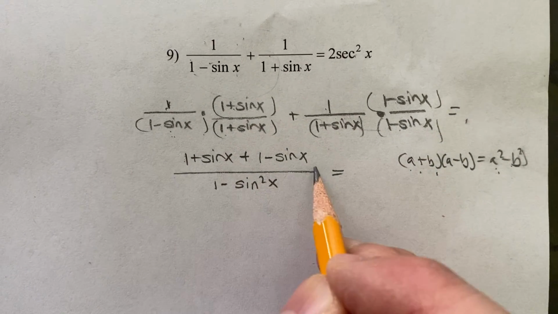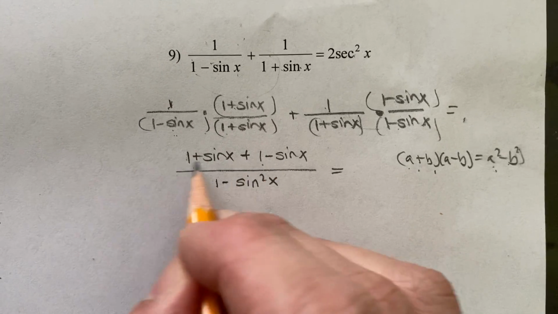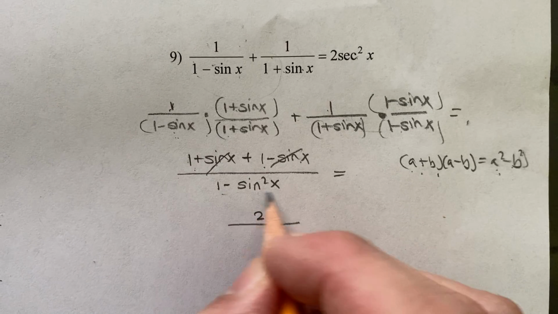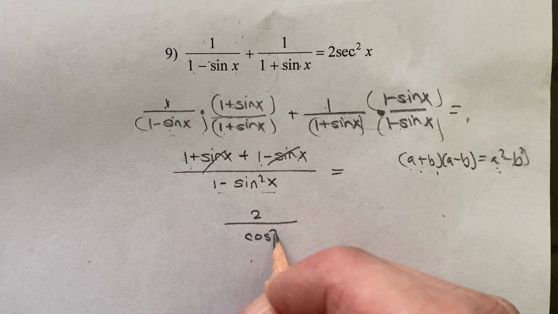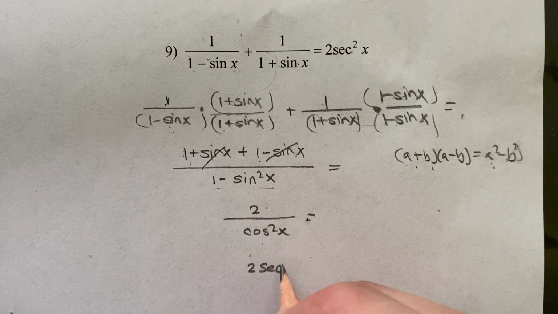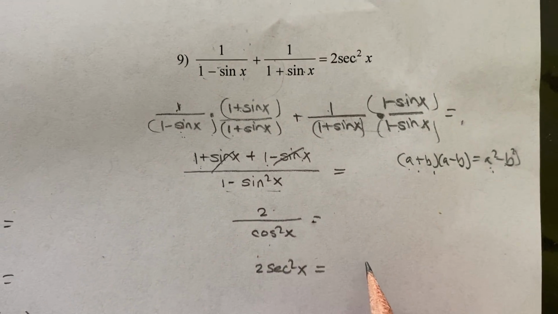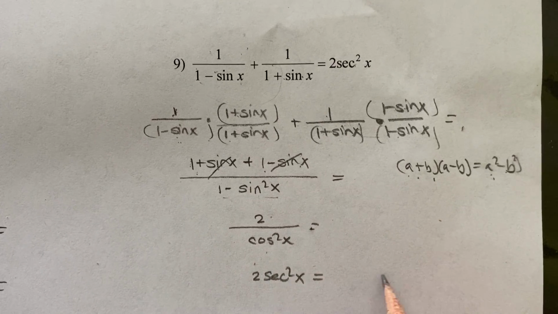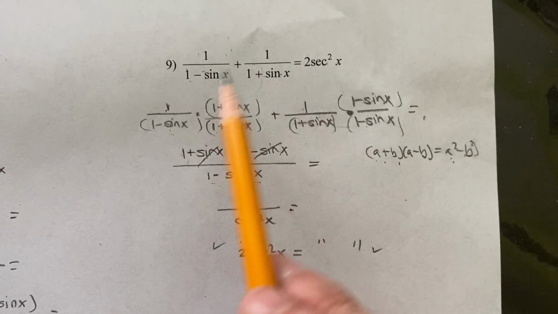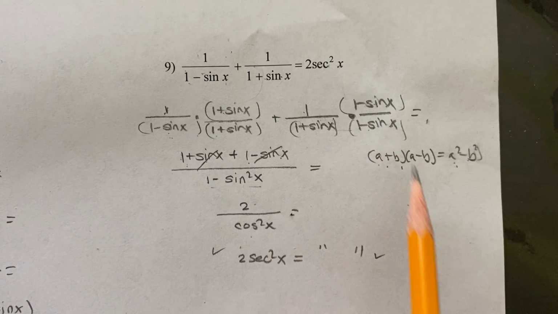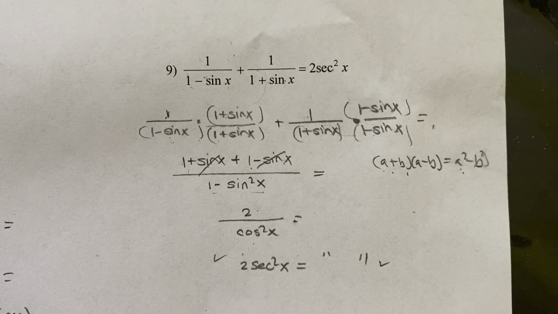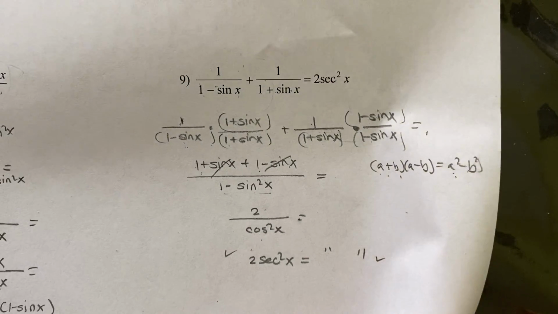I have to combine like terms over here. Well, the nice thing is my numerator, I just end up with 2, right? These guys cancel out. And 1 minus sine squared x, well, that's just cosine squared x. And 2 over cosine squared x, that's the same thing as 2 secant squared x. Okay, so this one was completed relatively quickly, right? Because I know how to add rational expressions in chapter 6, and now I apply it to trig functions, which is the same concept.